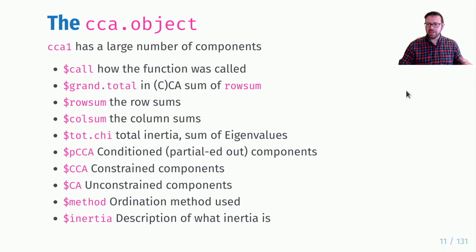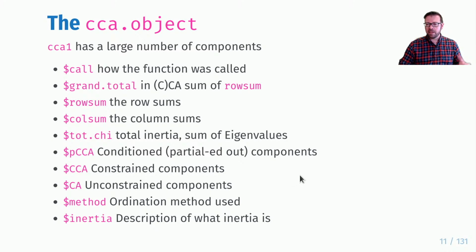We have these three components that contain the different scores. We have the partial, the pCCA bit. Those are the bits that were partialed out, so that will be the information related to how much variation is explained by the things that we removed from the model before doing it. Then these are the scores associated with the regression part of the model, and then these would be the scores associated with the unconstrained components, the residuals that are left over.